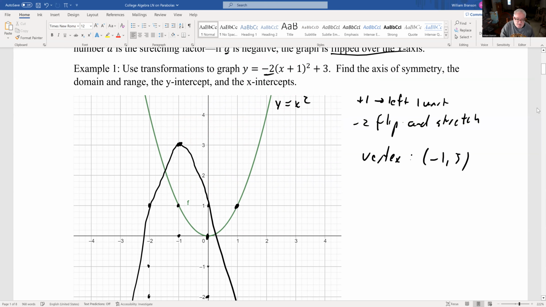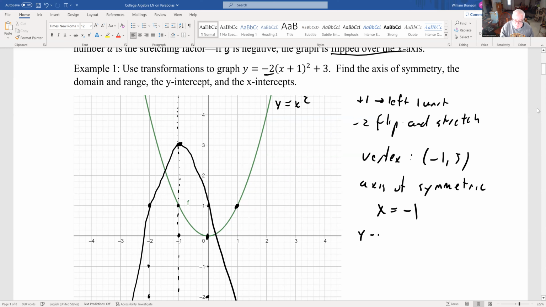This point is the vertex on y equals x squared, and it moved left 1. Flipping and stretching doesn't change it, and then it moved up 3. The axis of symmetry is the vertical line through the vertex. The parabola is symmetric over the axis of symmetry. So that's the line x equals -1.